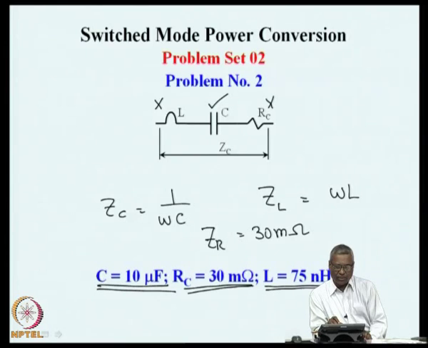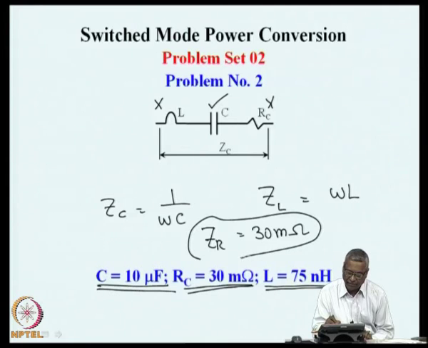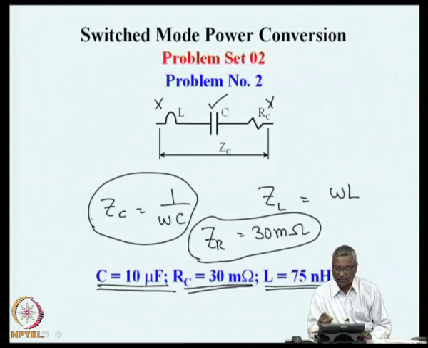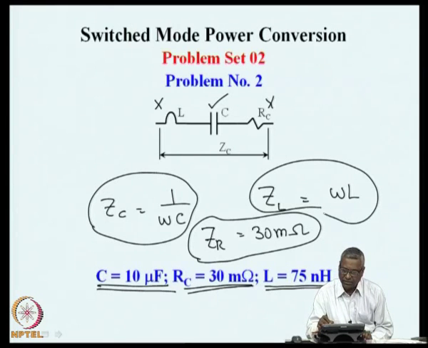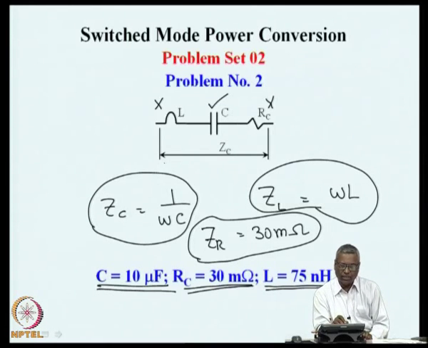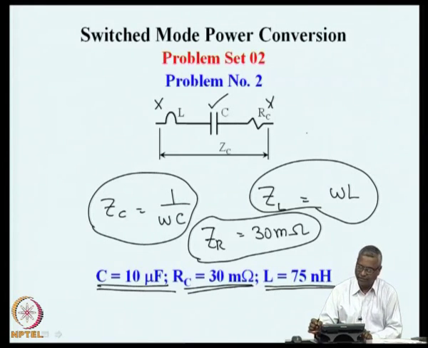The resistive component is independent of the frequency. This portion is independent of the frequency, but the capacitive component 1 by omega c and the parasitic inductance omega L, these are functions of frequency. So, what we try to do is to plot the total impedance Z, which is ZL plus Zc plus this Rc in the series combination, in the form of an impedance as a function of frequency.